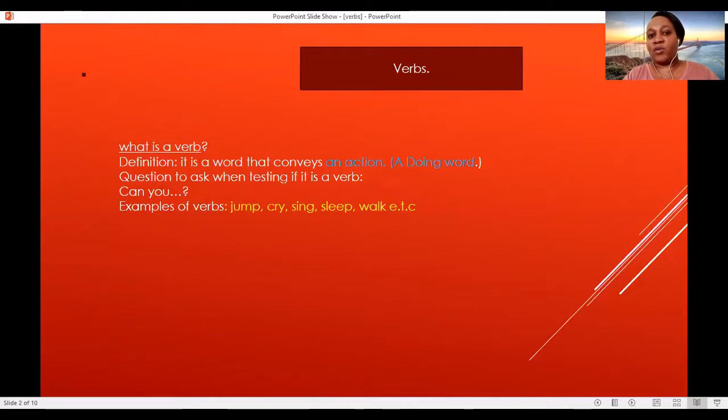If you are asked to find out if a word is a verb, ask the following question. The question which you ask to test if it is a verb is: can you? Examples of verbs I have there: can you jump, cry, sing, sleep, walk, etc. Those are our examples for verbs, refreshing our minds on what verbs are.